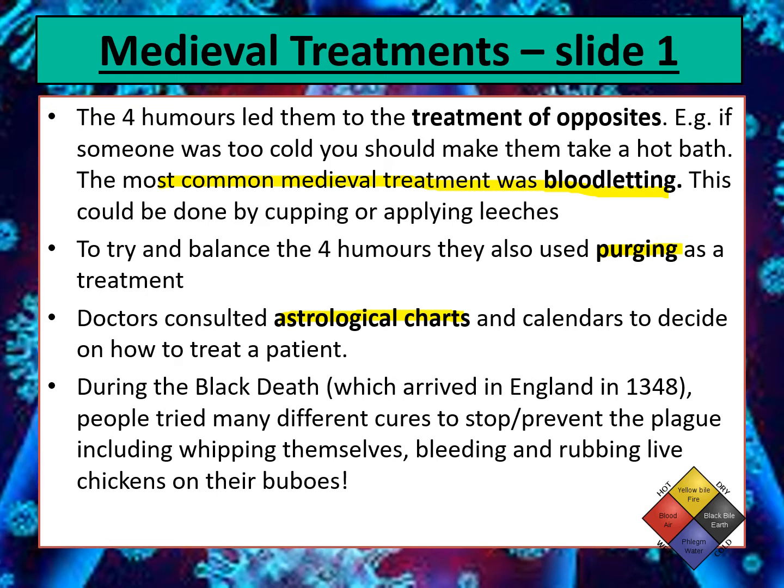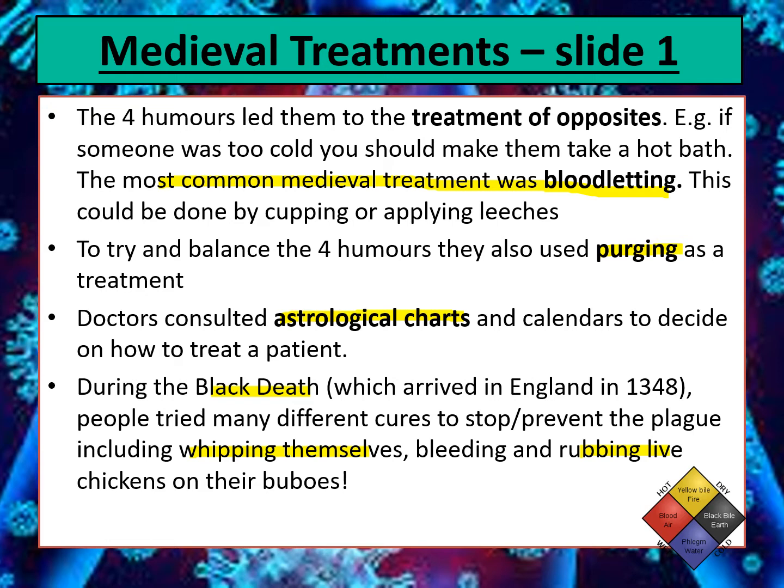And we can also see that they used lots of different cures, or so-called cures, during the Black Death. Remember, this is something that arrived in England in 1348, and they had no idea what caused it. So they used a wide variety of treatments, including doing things like whipping themselves. There was a group of people called the Flagellants that basically went through the streets whipping themselves in public to say they were sorry to God for their sins. So basically that kind of goes with this idea that they thought God caused illness, but they were also doing things as well like shaving chicken bums and rubbing live chickens on their buboes. So there were lots of different so-called treatments.